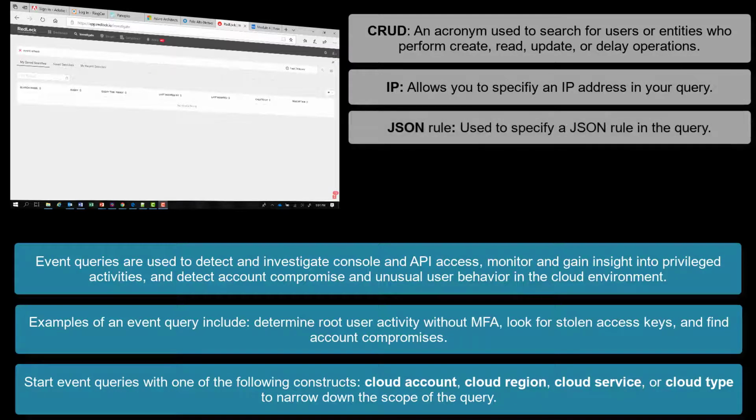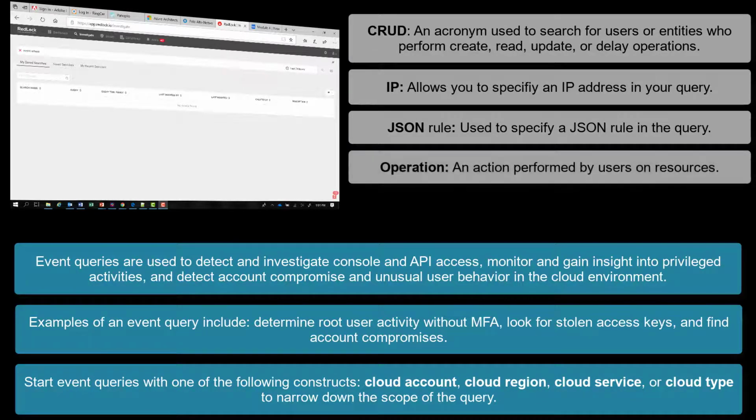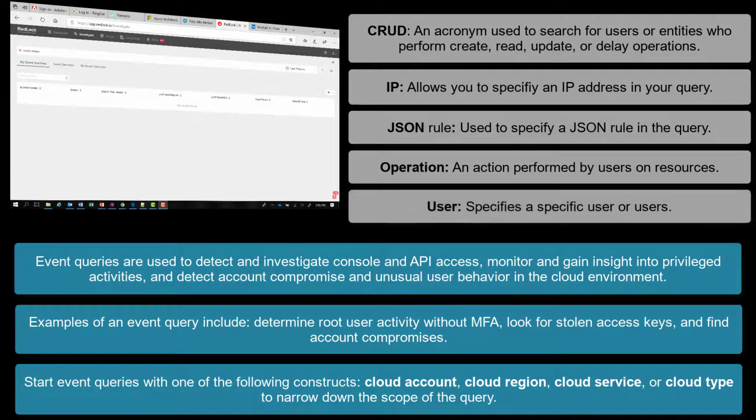A JSON rule is used to specify a specific JSON rule in the query. Operation is an action performed by users on resources. If you specify the operation, RedLock will offer a list of matches to the operation criteria. And user to identify a specific user or users, which we'll actually use in our example.